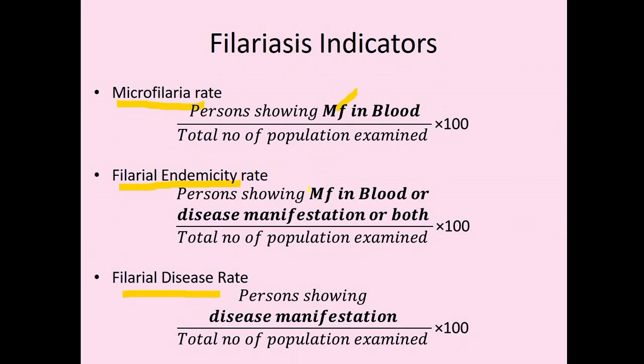Filarial endemicity means microfilaria or disease manifestation or both. So we have to combine all these three groups of persons, and for the filarial disease rate only the persons with the disease manifestation. The total number of population examined will be the denominator in all these cases. So that is the denominator, the total number of population examined, for all these filariasis indicators.